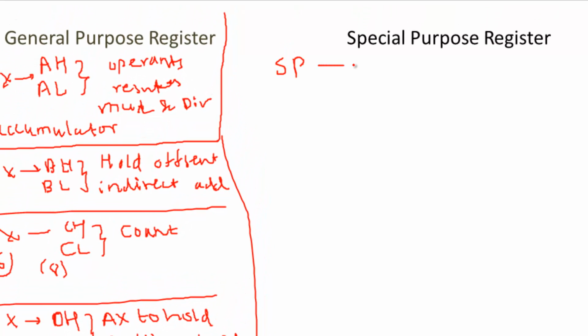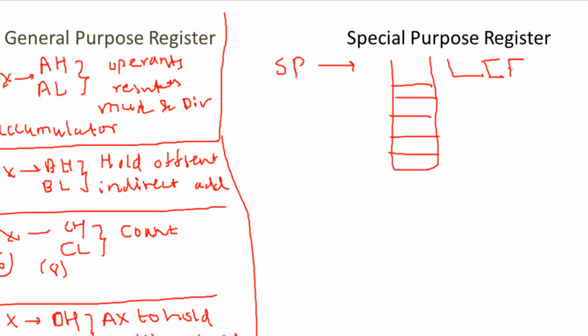The first one is the SP, that is stack pointer. Just for the revision, this is the structure of stack which works on the principle of LIFO, that is last in first out. 1 2 3 4. The address of the last value in the stack is held by the SP register, that is stack pointer, also called the top of the stack.